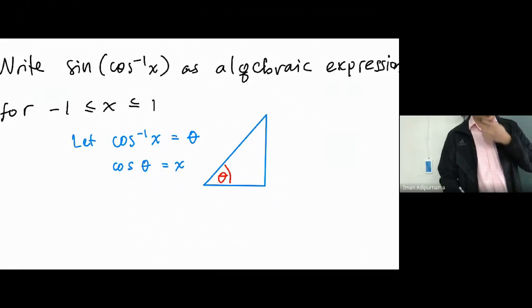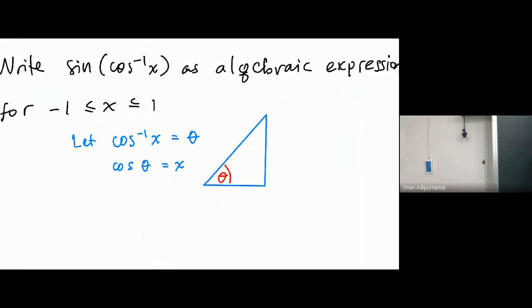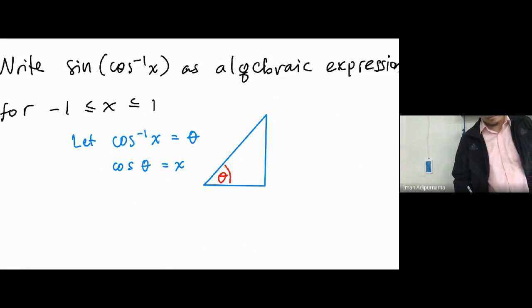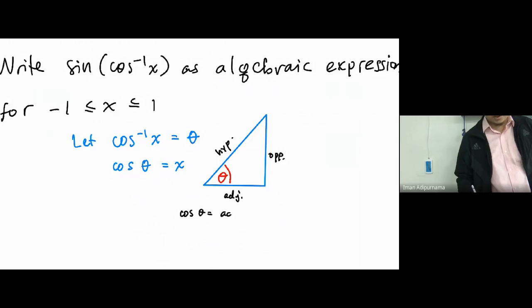And then maybe theta is here. What is cosine? This side, right? You can say this is adjacent. Let me write this also to review. Usually we say adjacent, and this is the hypotenuse. Cosine is adjacent divided by hypotenuse, right?